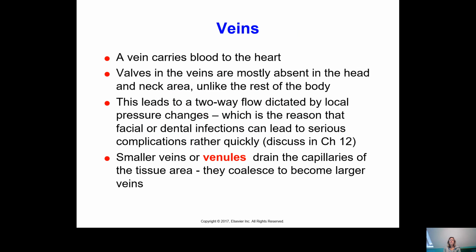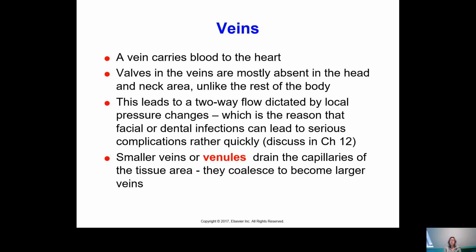A vein carries blood to the heart. So the valves in the veins are mostly absent in the head and neck area, unlike the rest of the body. This leads to a two-way flow dictated by local pressure changes, which is the reason that facial or dental infections can lead to serious complications rather quickly. So in other words, there's nothing to stop the flow, and so dental infection can travel pretty freely.